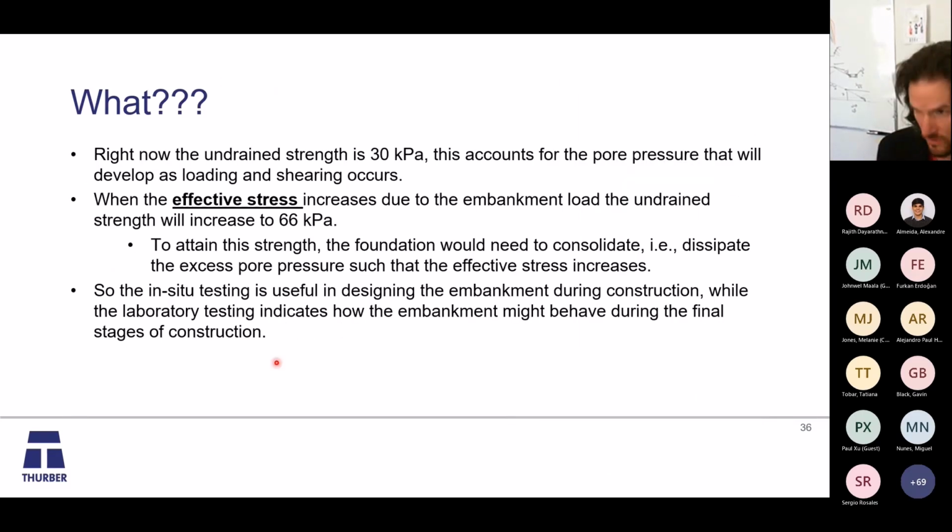So just to go through that again. Right now, our undrained strength is 30 kPa. So this accounts for the pore pressures that develop as loading and shearing occur. When the effective stress increases due to the embankment load, undrained strength will increase to 66 kPa. However, to get this, we need the foundation to consolidate. So we need to dissipate the excess pore pressure so that the effective stresses increase.